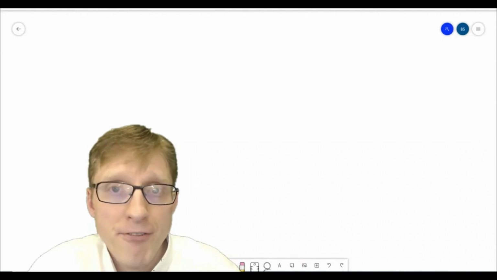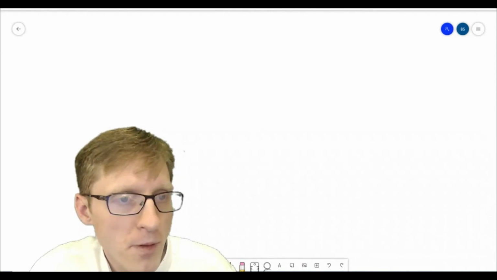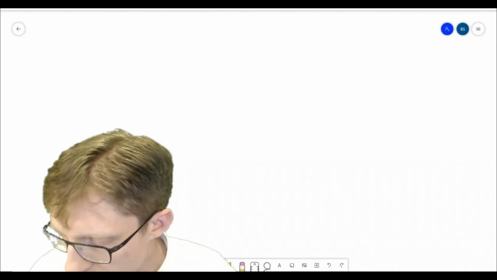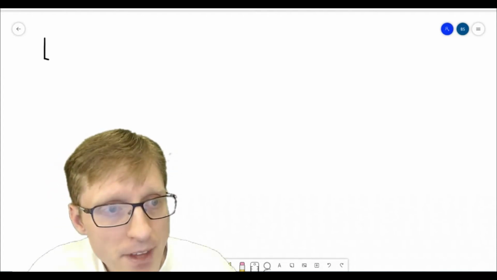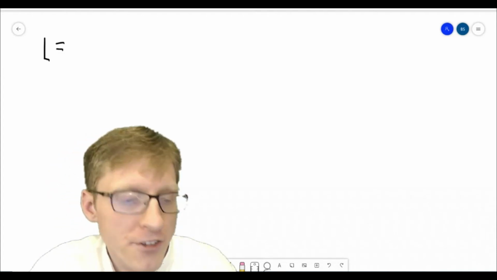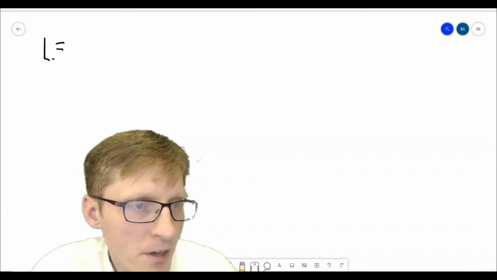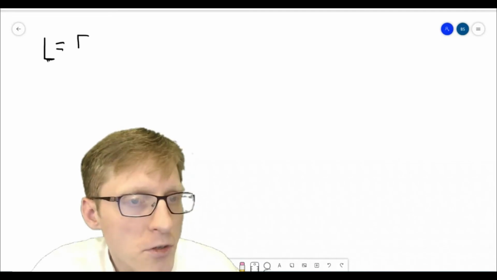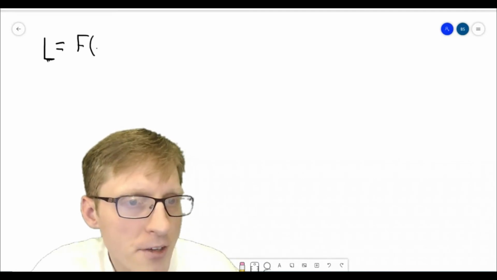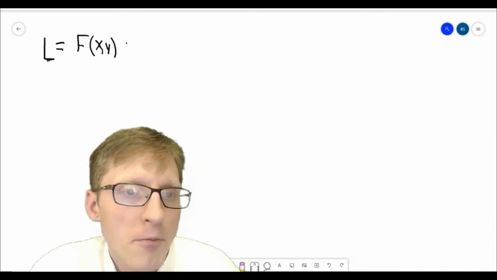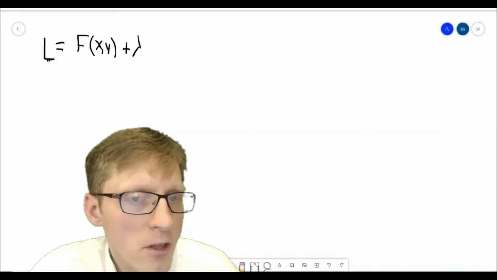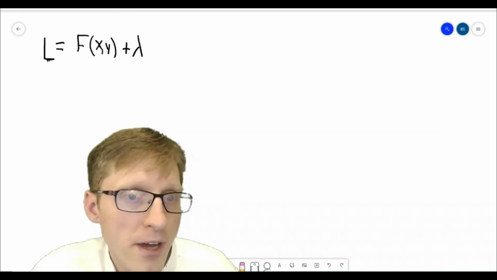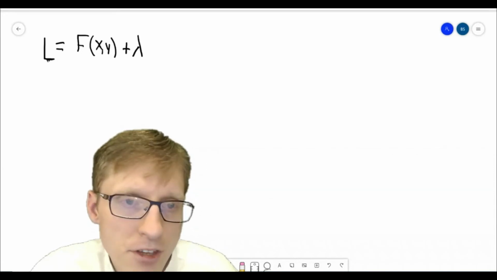So the first step to solving the Lagrange multiplier problem, or to using this method to solve a constrained maximization problem, is you're going to write down the Lagrangian function. For now, I'm going to represent the Lagrangian function with an L. And it's going to be equal to the function that you're trying to maximize or minimize, so some function of x and y, plus what we call the Lagrange multiplier, which is represented by the Greek letter lambda, times the constraint.